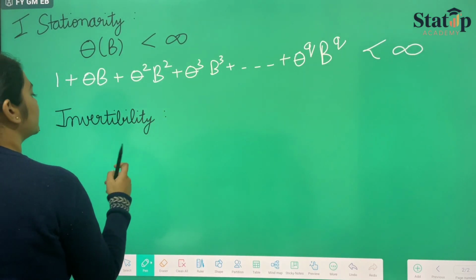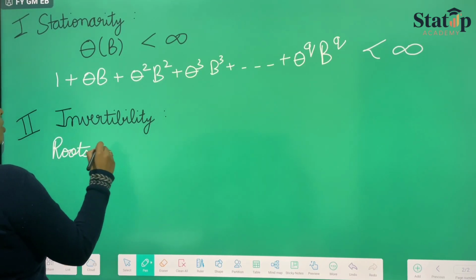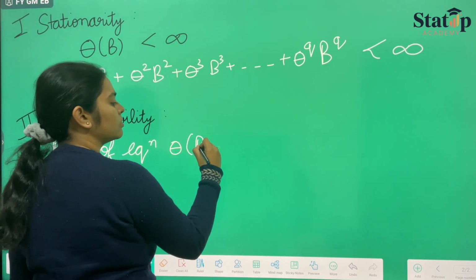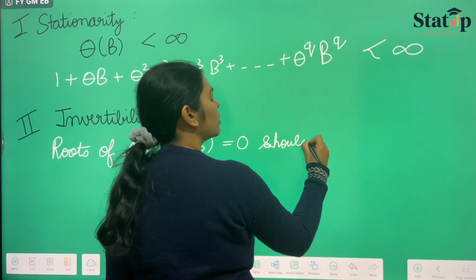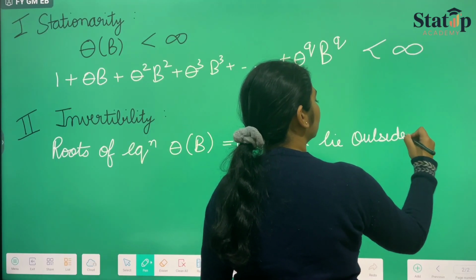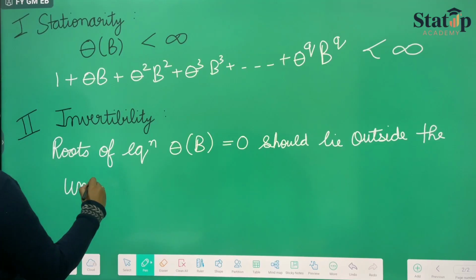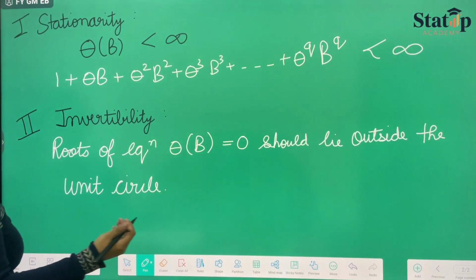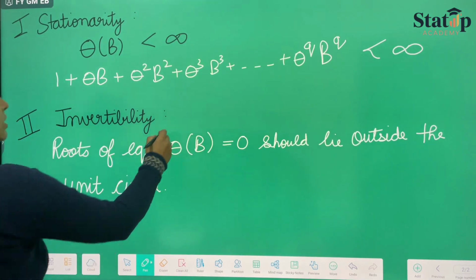What does invertibility say? Invertibility says that the roots of the equation theta(B) = 0 should lie outside the unit circle. Then only the moving average process is termed as invertible. So this is nothing but that equation only.